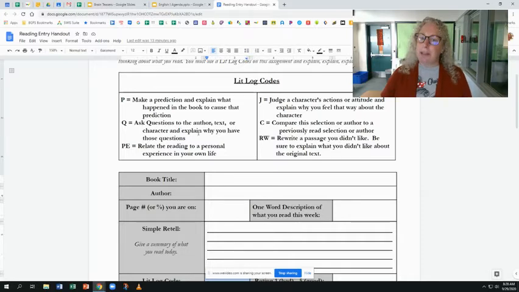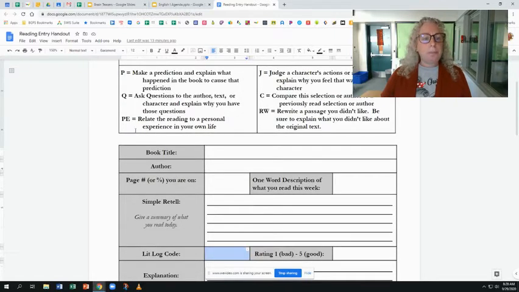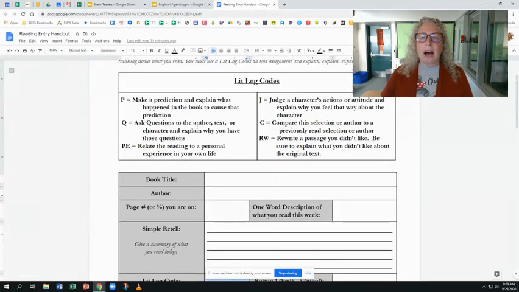Okay, we're getting into some deeper level thinking. Surface level would be just asking the questions. Deeper level thinking is actually explaining where those questions are coming from, why you have these questions. PE stands for relating what you're reading to your own personal experiences, your own life. So if something is happening in the book that you can really relate to, if there's a character in the book you can really relate to, stop and explain. How is your book connecting to your life? What are the parallels there?